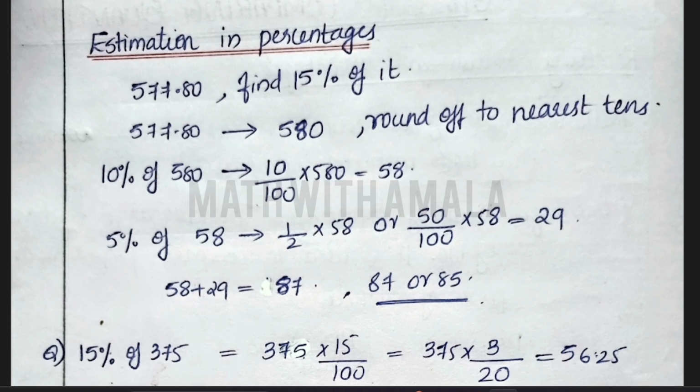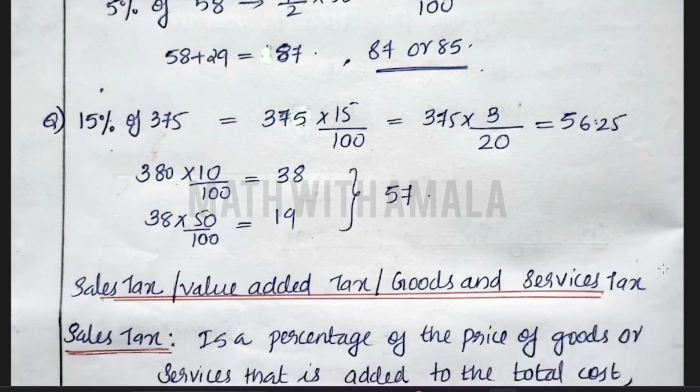The next one is estimation in percentages. 577.80, find its 15 percentage. In order to find it, you can round it off to the nearest tens, that is 580. Then 10 percentage of 580 can be found, that is 10 by 100 into 580, that is 58. Now the remaining 5 percentage is half of 58, that is 29. Now you can add the 10 percentage and 5 percentage, that is 58 plus 29, answer is 87. You can round it off to 85.